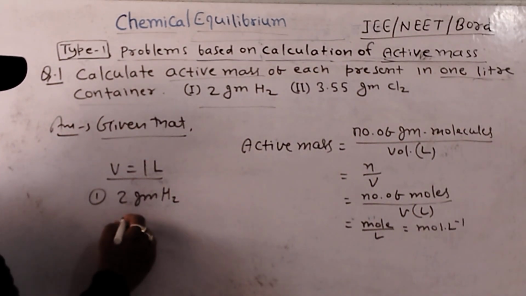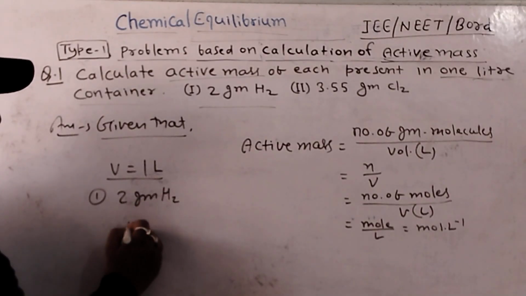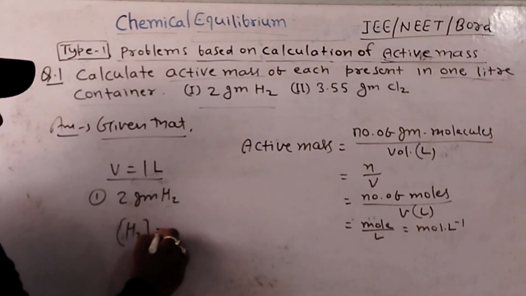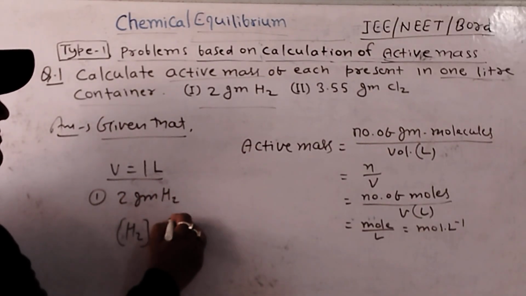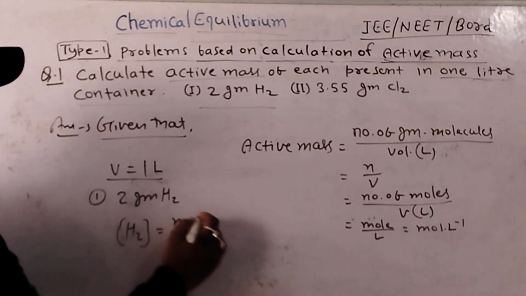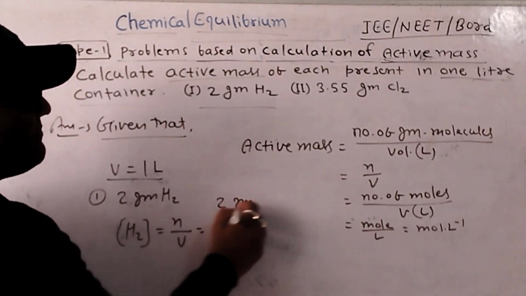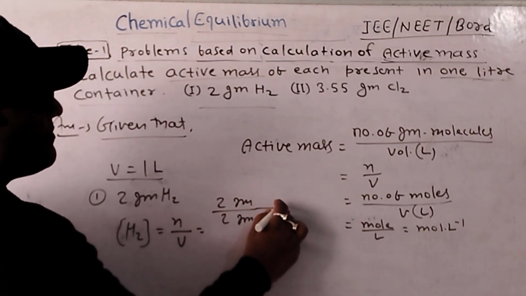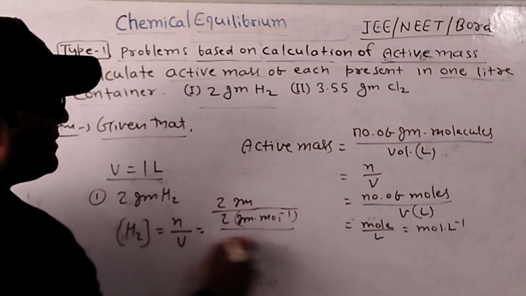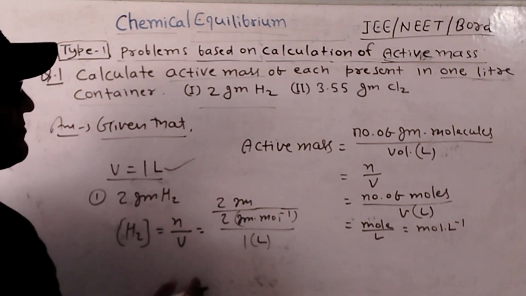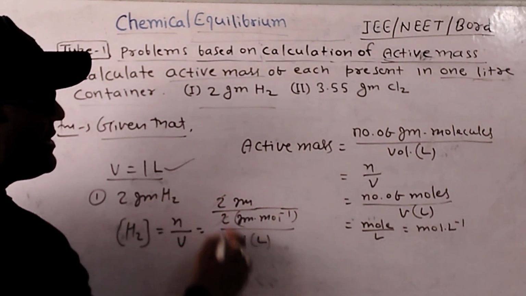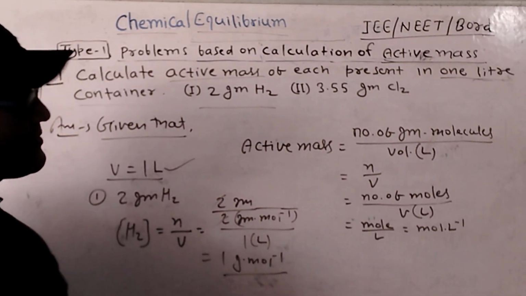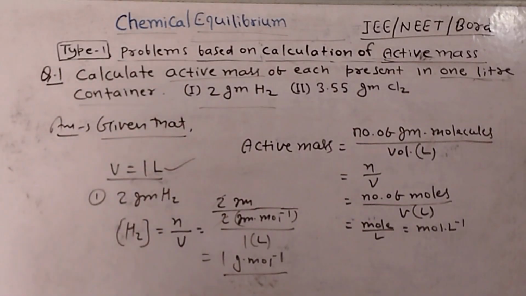So active mass of H2 according to the given data, from the formula N by V, the given mass is 2 gram. So 2 gram divided by molar mass, 2 gram per mole, divided by volume 1 liter. After calculation we get the result 1 mole per liter. So you can take a screenshot. The question is complete right now.